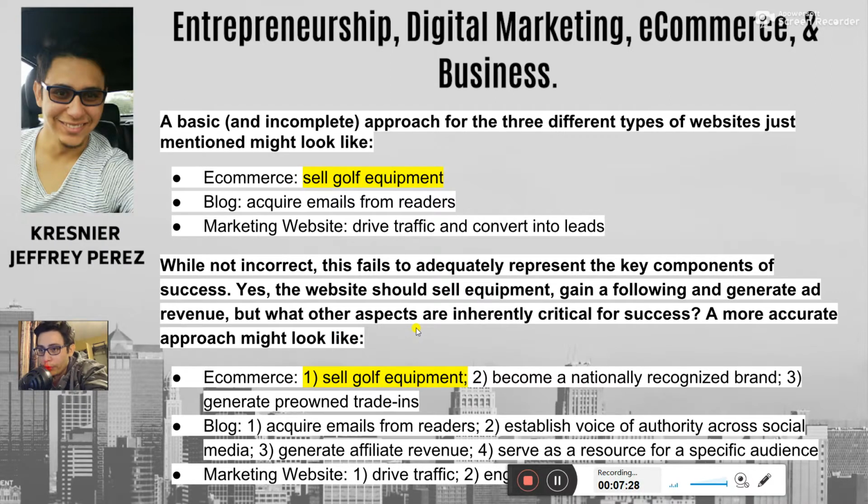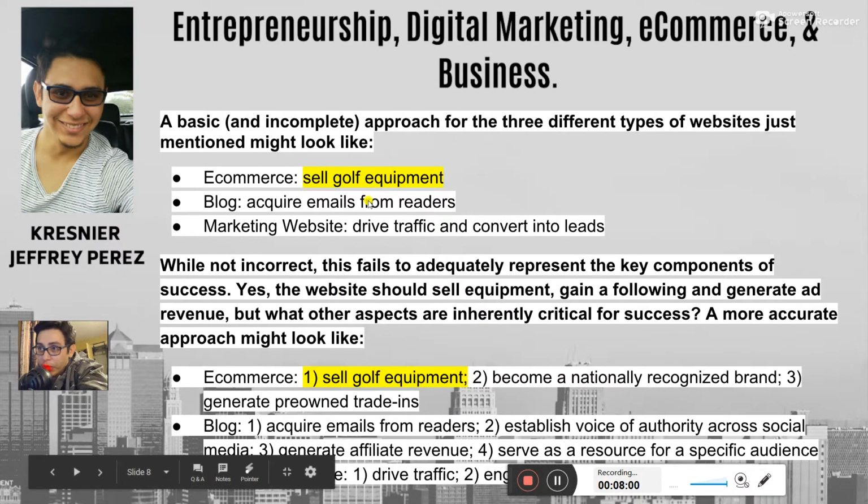A more accurate approach might look like this. So a more accurate approach for the e-commerce, you're selling golf equipment, right? As we had defined previously. So that was a very general objective of what we want to accomplish. Now, if we wanted to expand upon that: sell golf equipment, become a nationally recognized brand, generate pre-owned trade-ins.